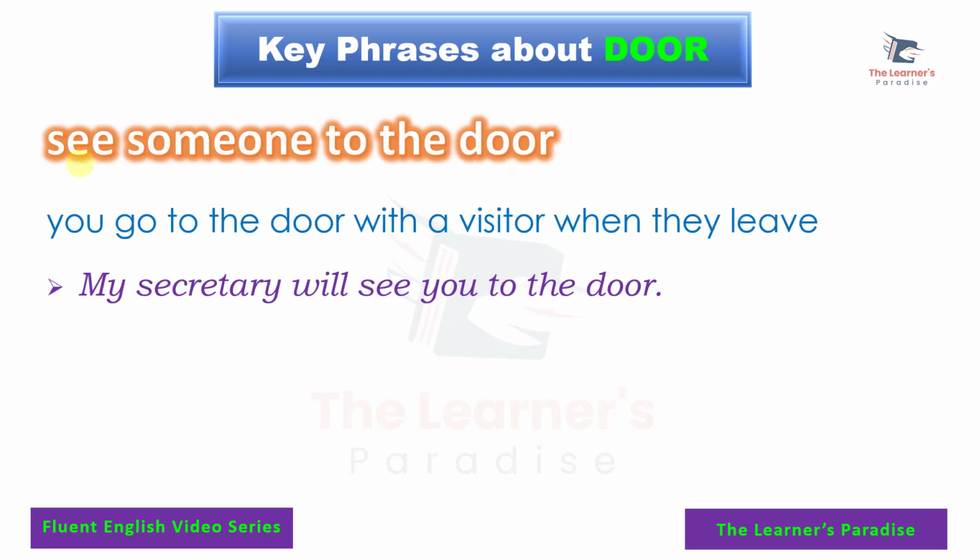Next we have see someone to the door. It means when you go to the door with a visitor when they leave. Somebody has come to meet you and they are leaving now. You go with that person to the exit door. So you see that person to the door. Example sentence is, my secretary will see you to the door.